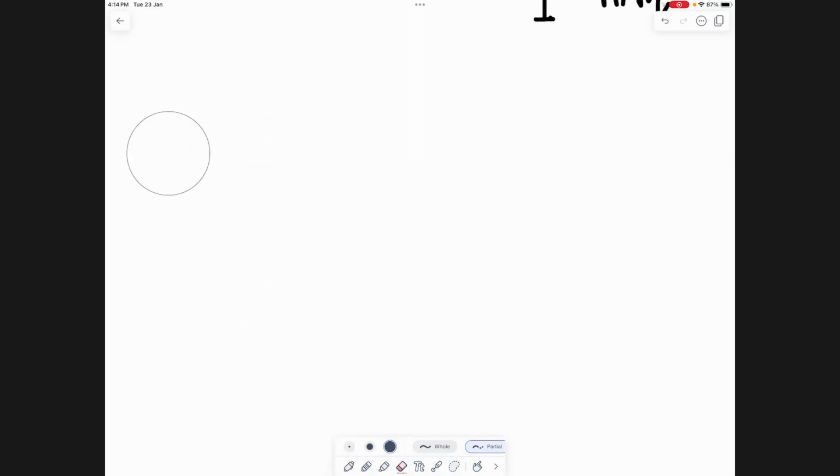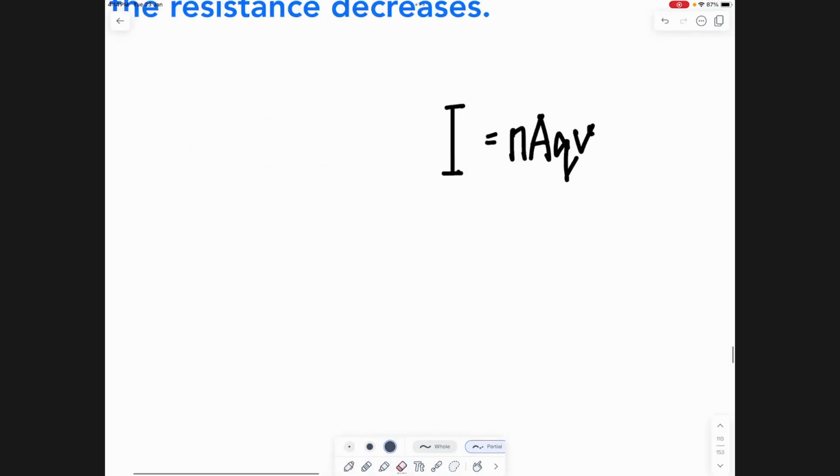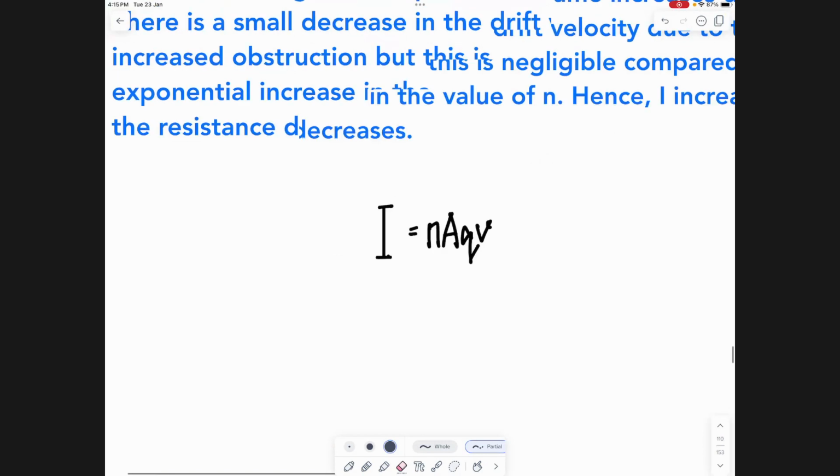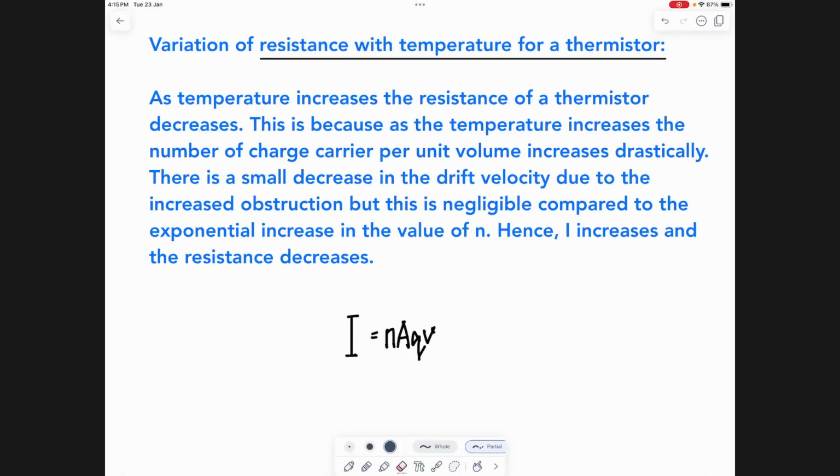But we have already discussed the filament lamp. Today we have to see why it is opposite for a thermistor. That has to do with a property of the thermistor. Tell me what property of the thermistor is responsible for such odd behavior. So, the charge carriers.